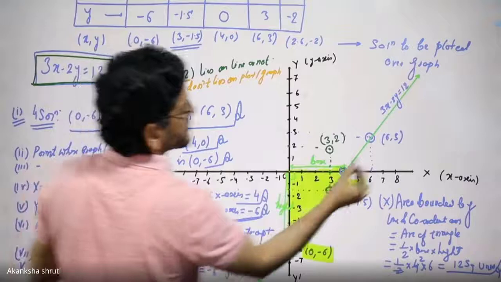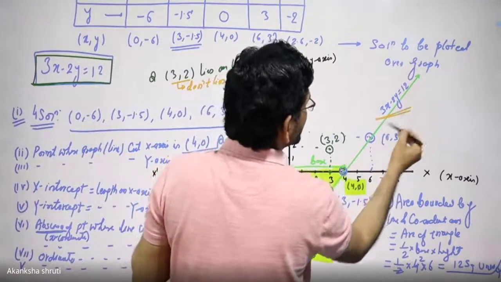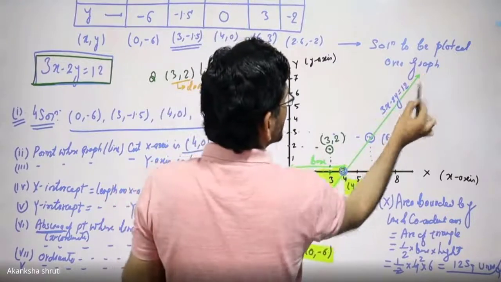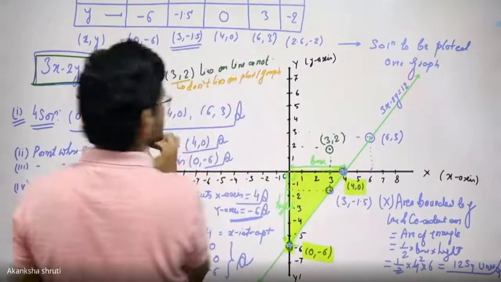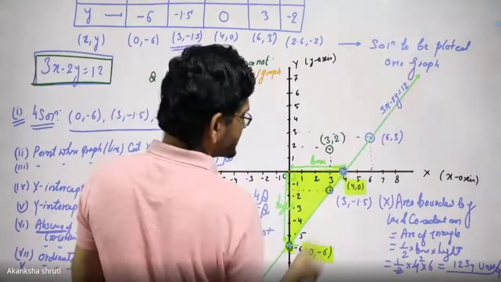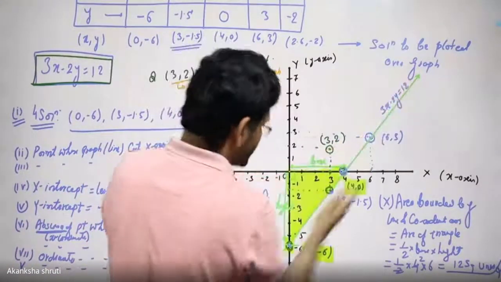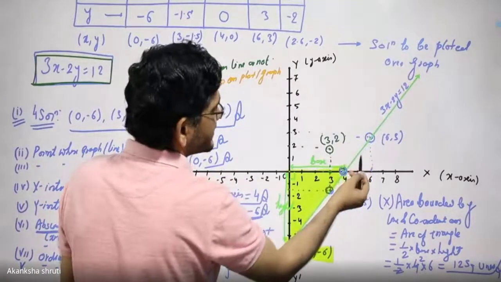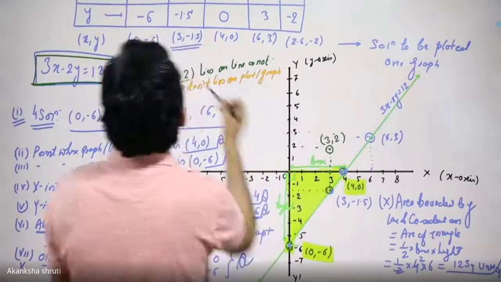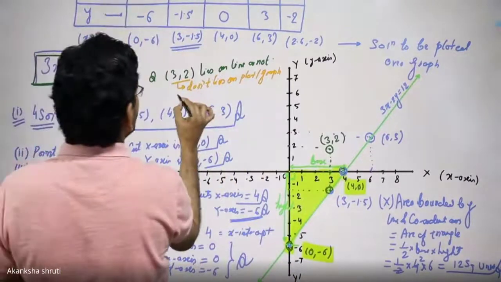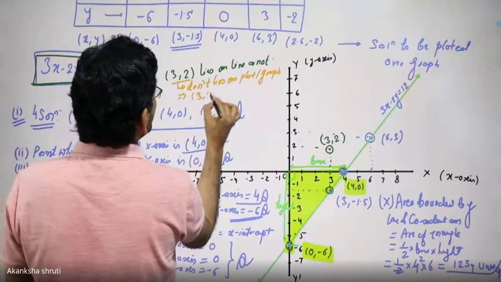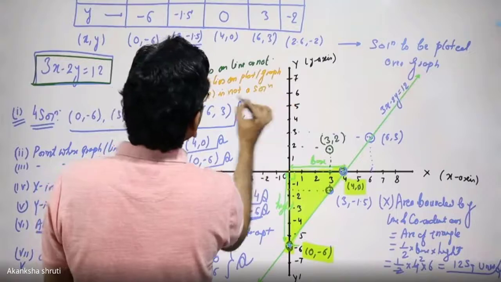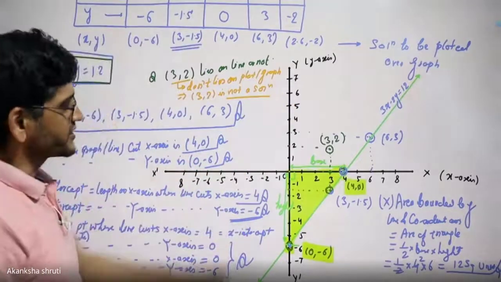Students, the equation that we have taken, and this is the graph or the plot of this equation, and this is the point that we want to check. This point is not lying on this line. It means it is not going to satisfy this equation, because all the points on this line will be the solution of this equation. So this implies 3, 2 is not a solution. So this is the method of checking a solution from this graph.